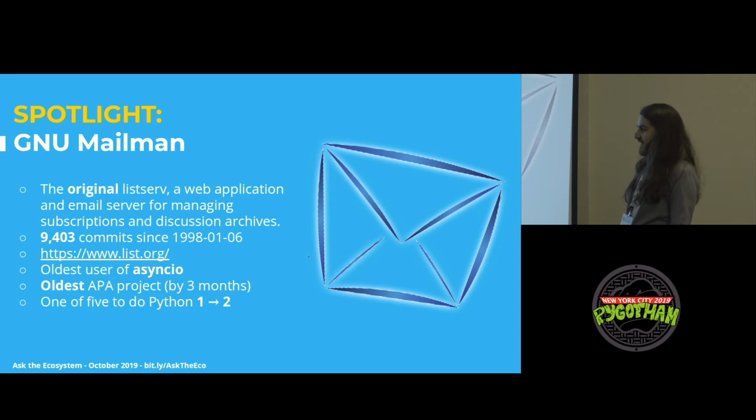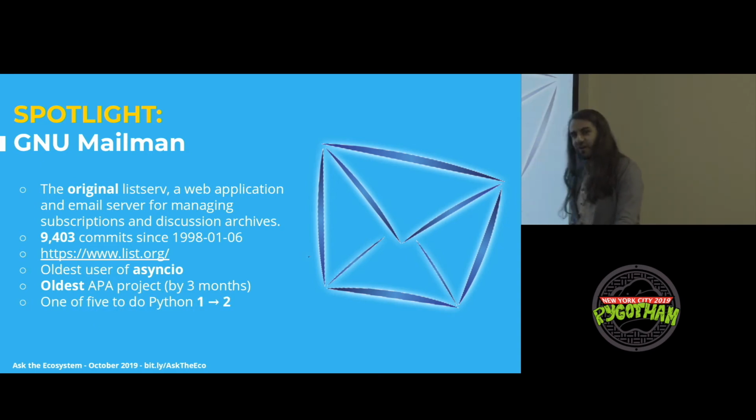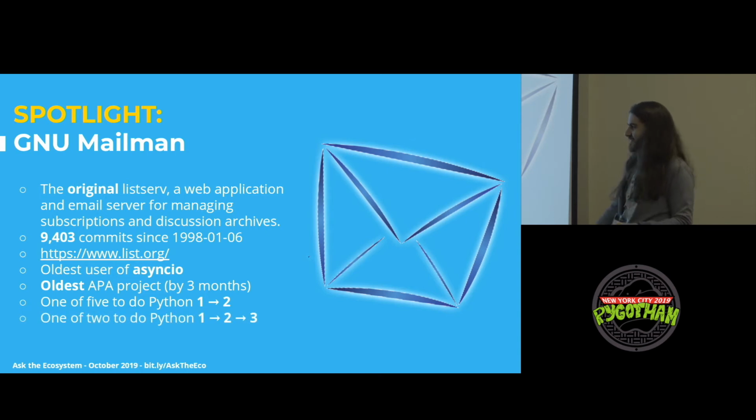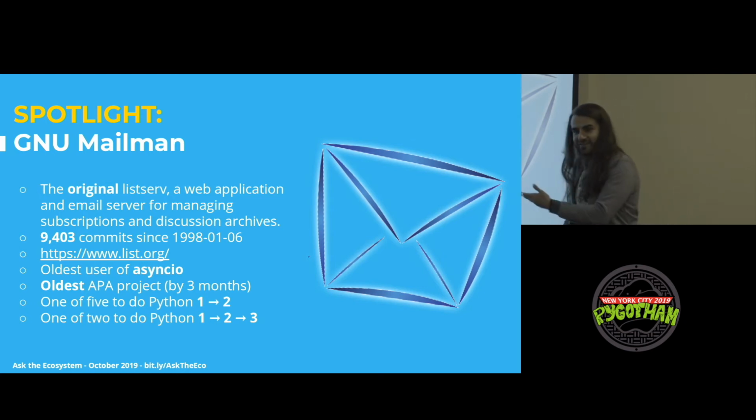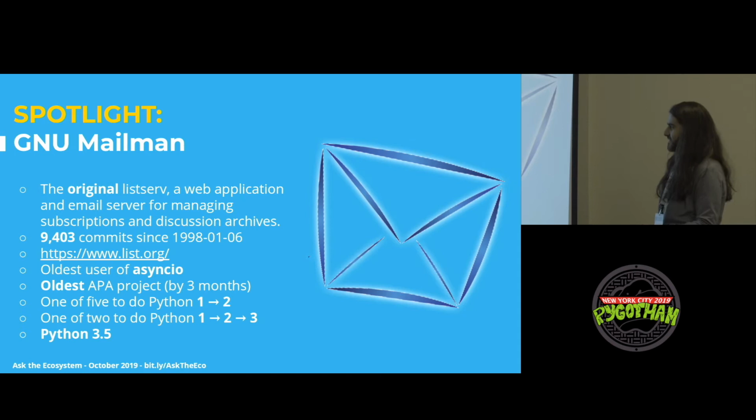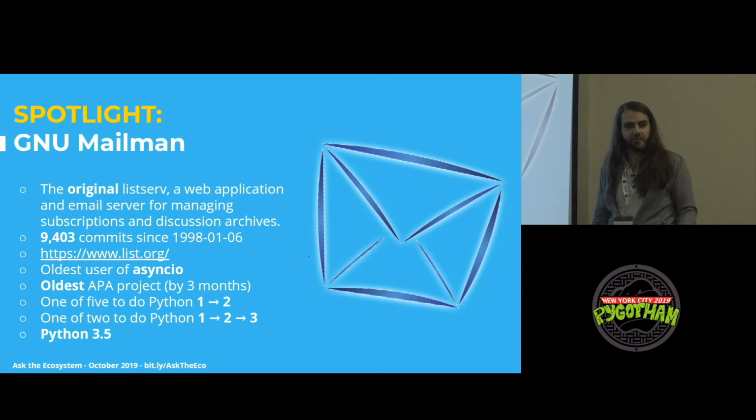And it's one of 5 projects on the list to have gone from Python 1 to 2, as well as 2 to 3. It's one of 2 to do the 1 to 2 to 3. So there are some interesting stories there. I'm sure you can talk to Barry Warsaw and all those folks about what went down around the year 2000, which is, I think, when Python 2 came out. All right, so GNU Mailman, another awesome Python application. Currently, it uses Python 3.5.